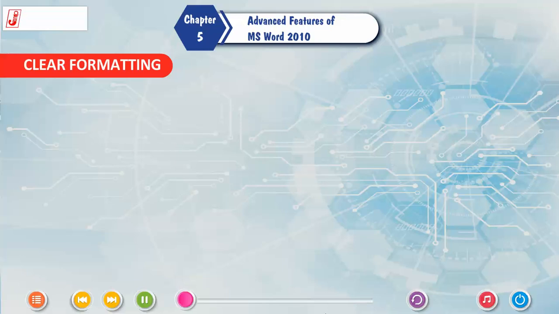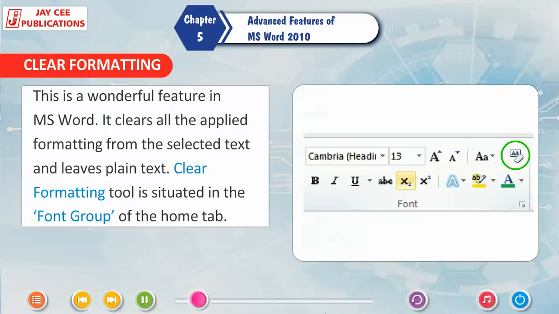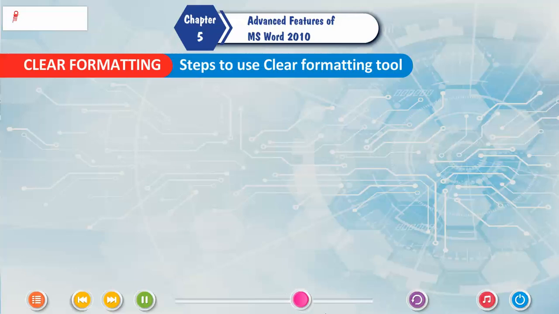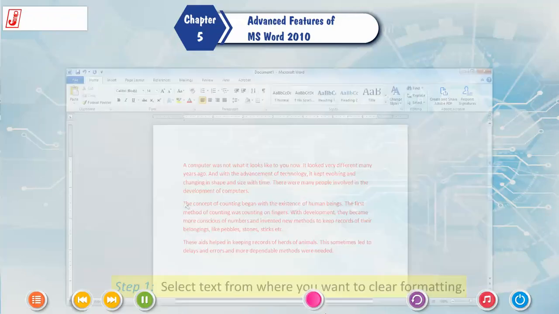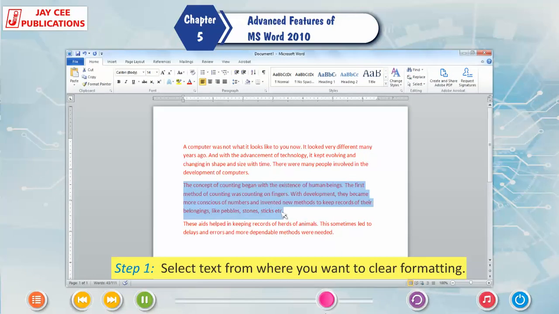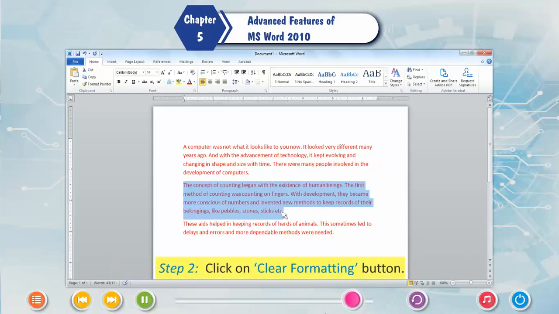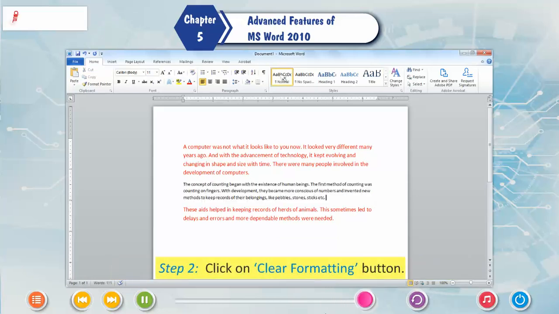Clear formatting. This is a wonderful feature in MS Word. It clears all the applied formatting from the selected text and leaves plain text. The Clear Formatting tool is situated in the font group of the Home tab. Steps to use the Clear Formatting tool. Step 1. Select text from where you want to clear formatting. Step 2. Click on Clear Formatting button.